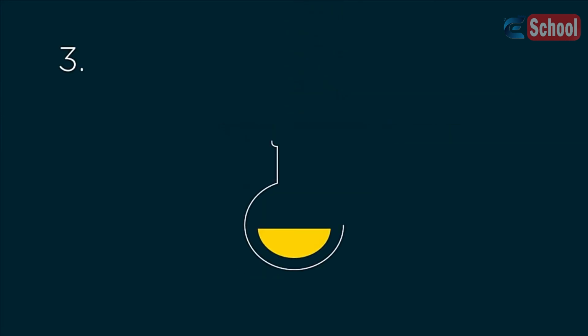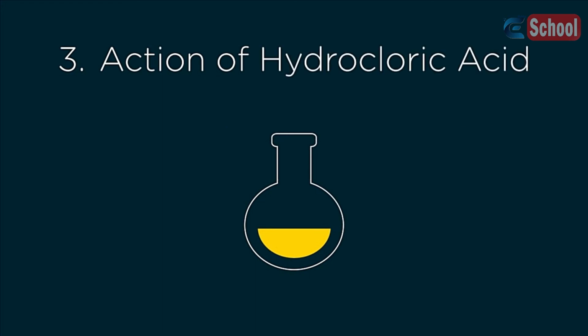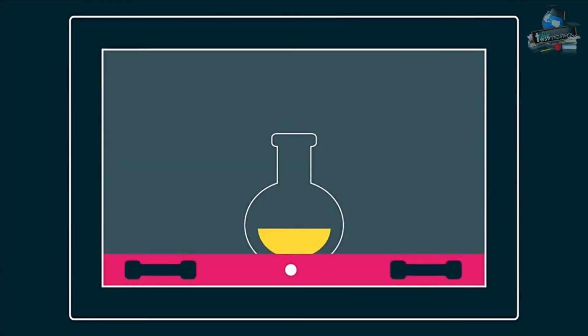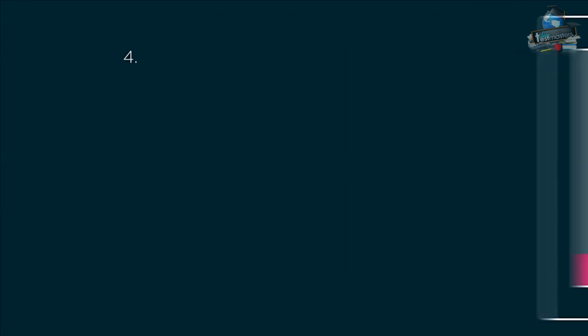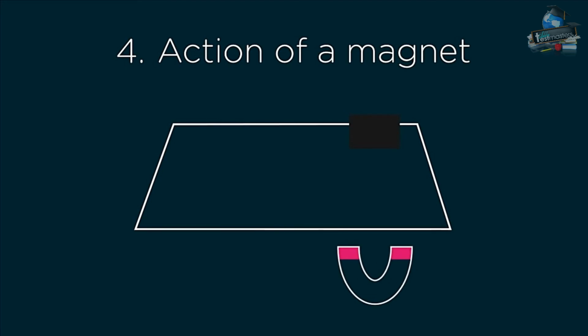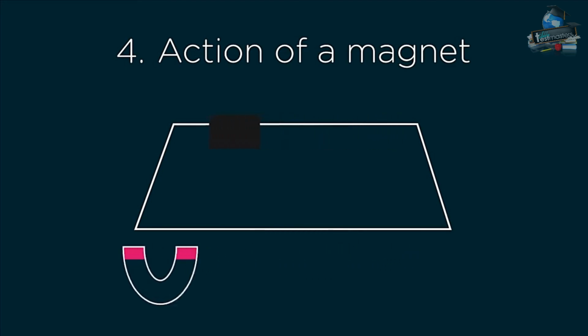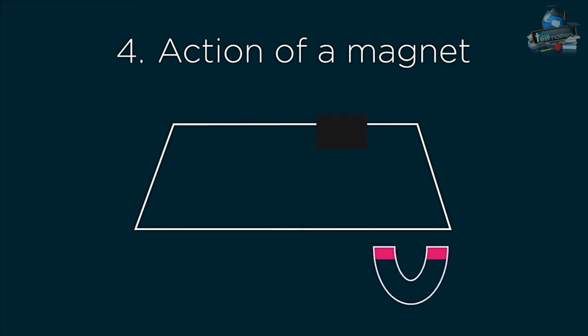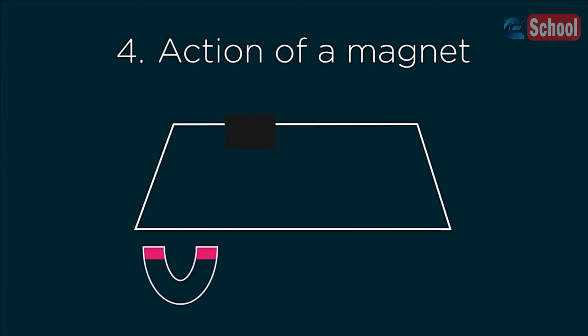Test 3. Action of hydrochloric acid. The reaction between iron 2 sulfide and hydrochloric acid should be done in a fume cupboard, as when the hydrochloric acid is added to the iron 2 sulfide, bubbles are seen, but the gas formed is hydrogen sulfide gas, which is toxic. Test 4. Action of a magnet. As the magnet is moved underneath the paper, you will see that all the iron 2 sulfide is attracted. There is no separation.